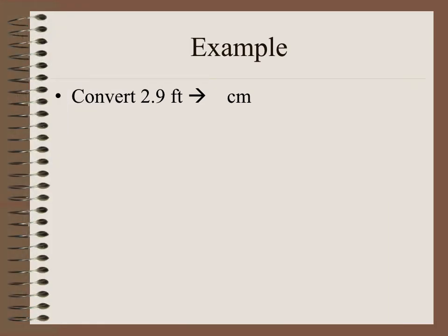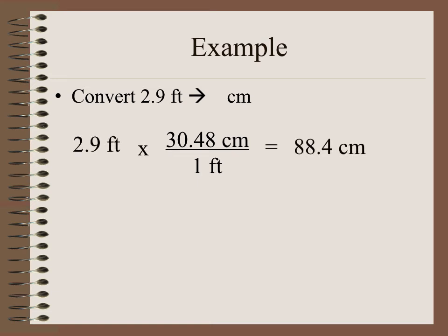Let's take a look at an example. Try to do the example before completing the rest of this lesson. We want to convert 2.9 feet to centimeters. See if you can come up with a conversion factor. Okay, so your conversion factor should look something like this: 30.48 centimeters over 1 foot. We're putting centimeters in the numerator because that's what we're changing to, and feet in the denominator because that's what we're changing from. We now multiply our original quantity by this, and our answer is now in our new unit.